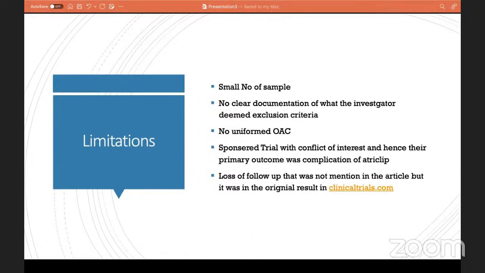There was no clear documentation of what the investigators deemed exclusion criteria, even in their published protocol. There was no uniform usage of oral anticoagulation, and it was a sponsored trial with conflict of interest, and hence their primary outcome was complications of AtriClip, and they declared this in the article. Lastly, the loss to follow-up was not mentioned in the article, but it was in the original results on clinicaltrials.gov.